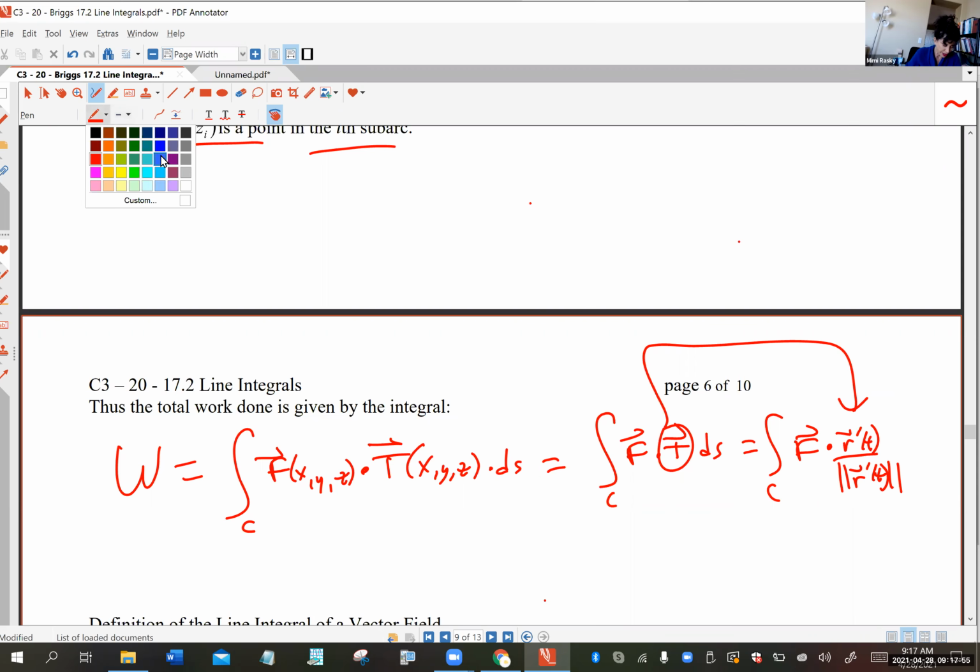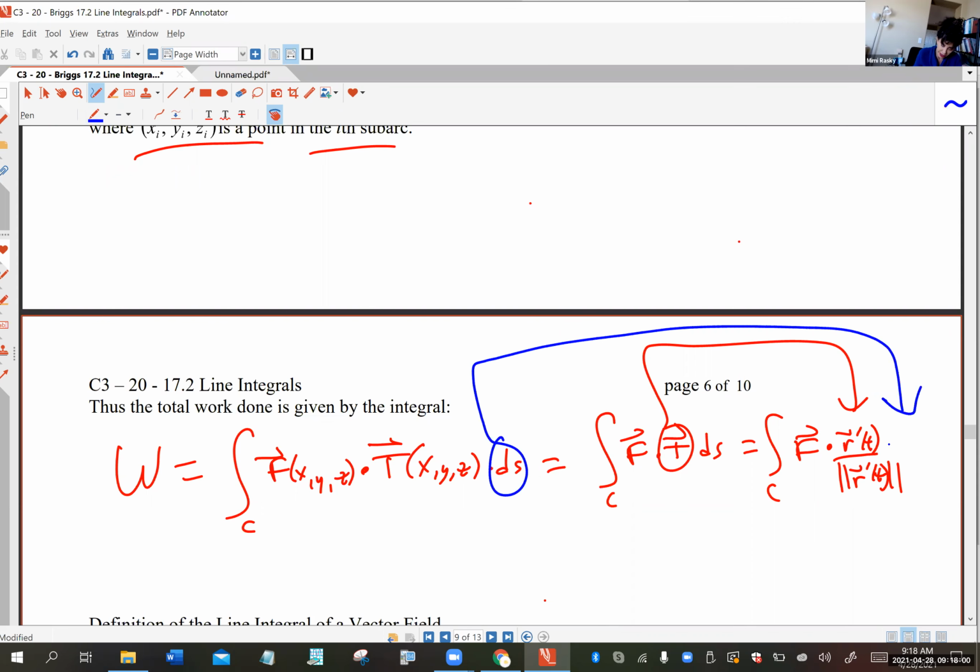And then we're multiplying that by a little arc length element. But what the heck is the arc length element? It is the magnitude of the velocity vector dt. But do you see anything that cancels right now?